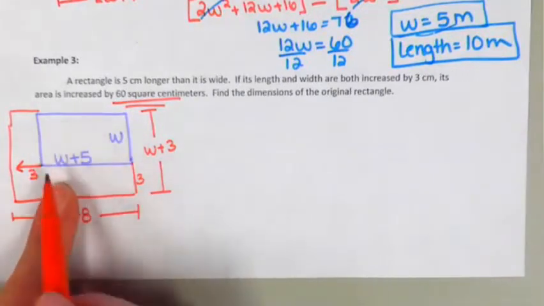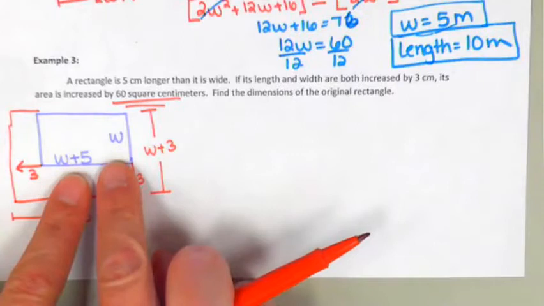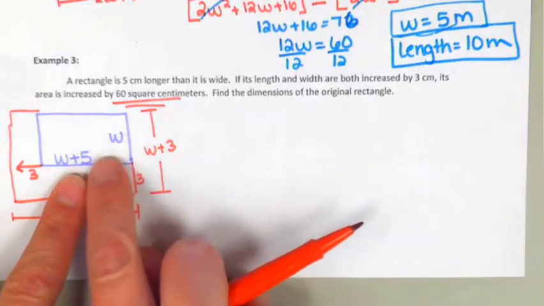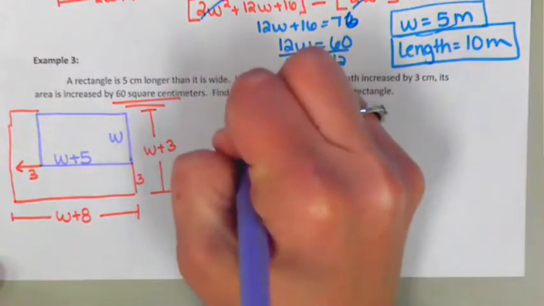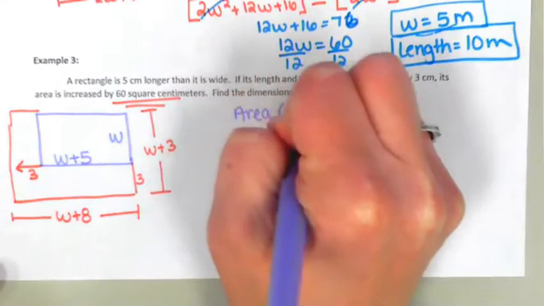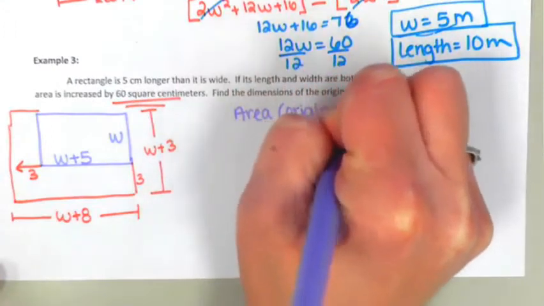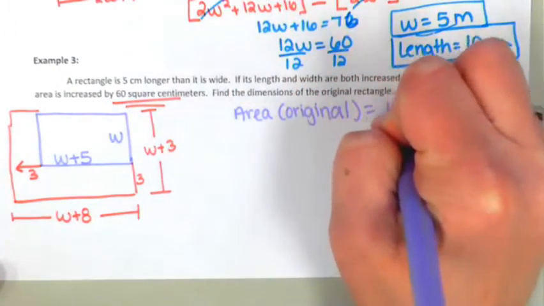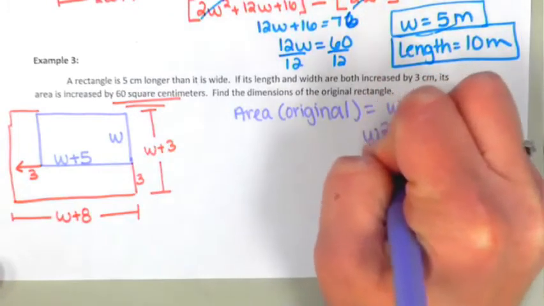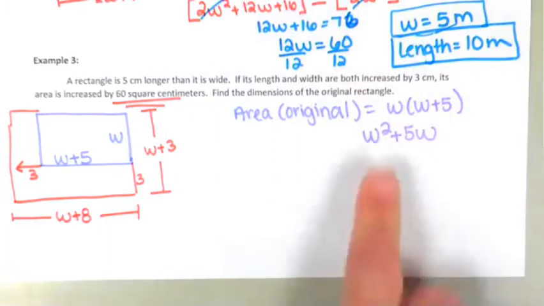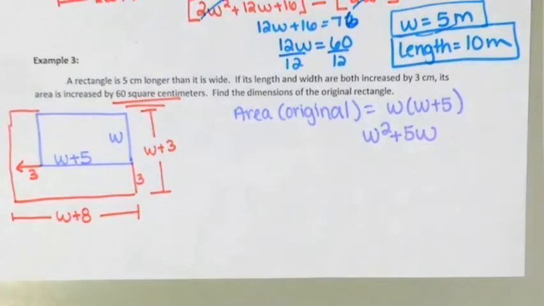So my original rectangle is this one in the purple, right? If I find the area of that, what would I get? What is the area of my original? Right, W times W plus 5, and as they said, W squared plus 5W. So that is the area of my original. You guys okay with that?